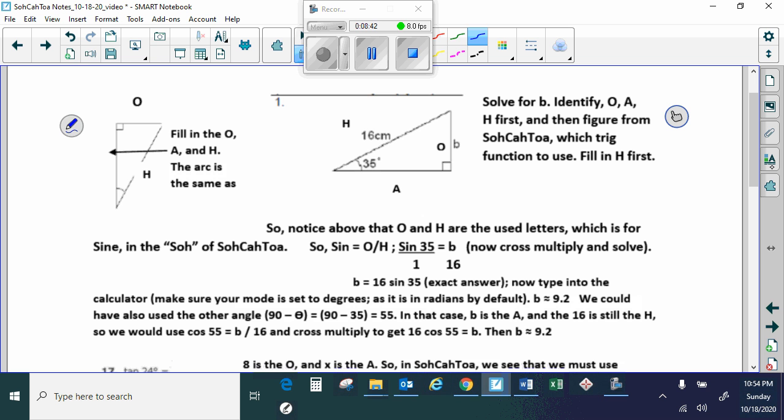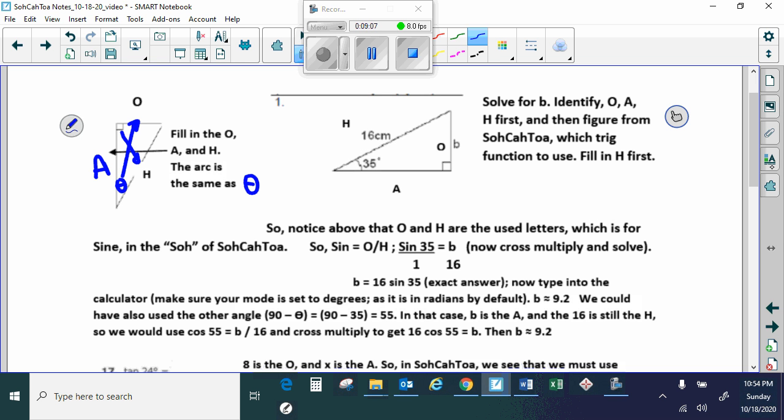Okay, fill in the O, A, and H. The arc is the same as theta. So here's my theta right here. Well, I know the hypotenuse is always across the right angle. What side is next to the theta? Right there is my A. And obviously across the way, or opposite it, is O.